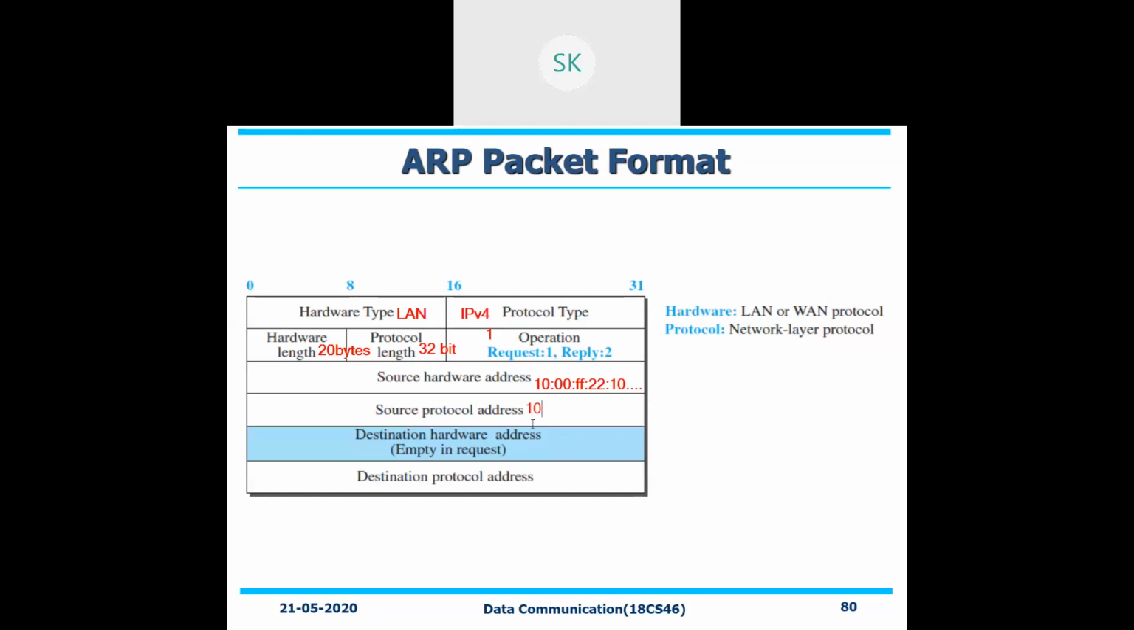So the 32-bit length can be addressed with 10.0.0.1. The next part will be left empty. This one is blank. The destination address is 10.0.0.10. This is how the ARP packet will be addressed, and this packet will be transmitted.